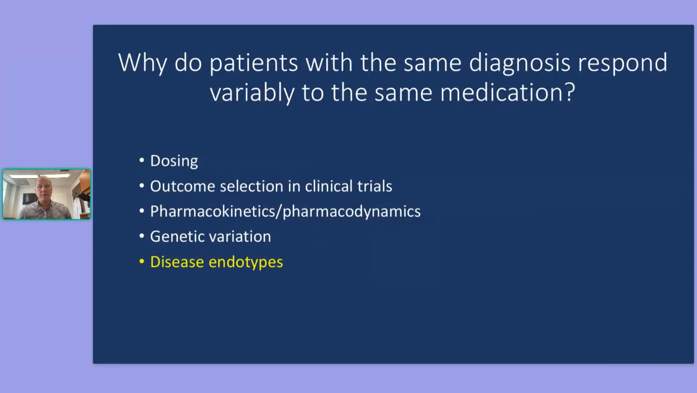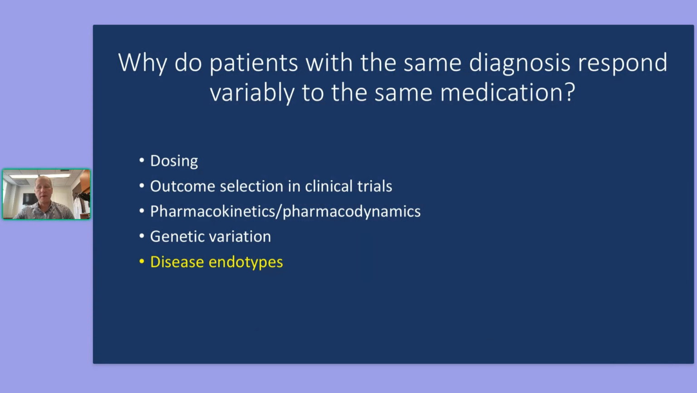So our group really got interested in this question. There are obviously a number of different possible explanations in terms of why patients don't respond the same to the same medication, even though they have the same diagnosis. One possibility is dosing. Maybe some patients require a higher dose. Maybe the outcome isn't right. I showed you one outcome in the clinical trials. There's no one perfect way to measure how much a patient improves or doesn't. Maybe there are pharmacokinetic or pharmacodynamic considerations, maybe genetic variation matters.